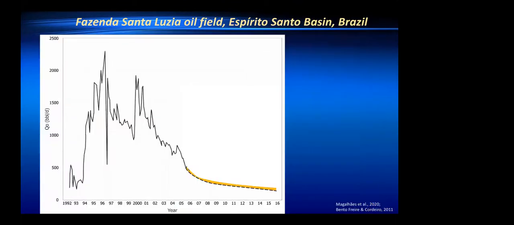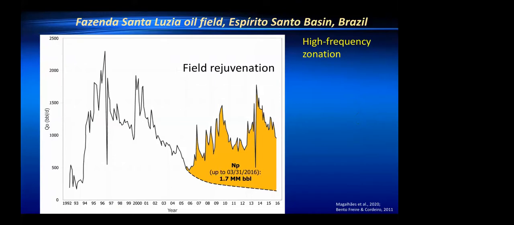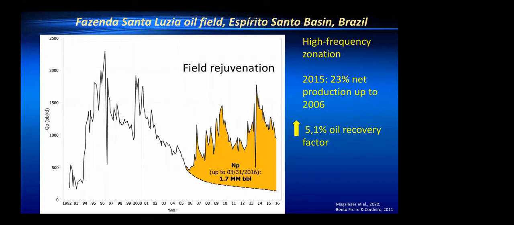From 2007 to 2015, the high frequency zonation triggered the field rejuvenation with an additional production of 1.7 million barrels of oil. This volume represents a substantial gain of 23% in the cumulative production up to 2005. An impressive increase of 5% in the oil recovery factor. And more importantly, this production during the rejuvenation phase provided a surplus of approximately $85 million in the period, or approximately $9 million every single year.